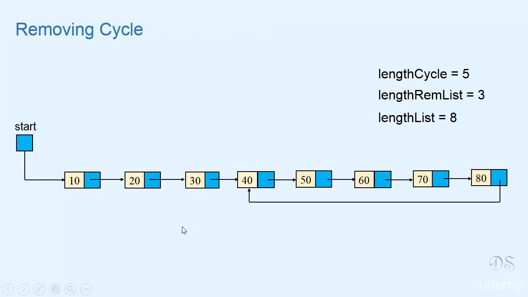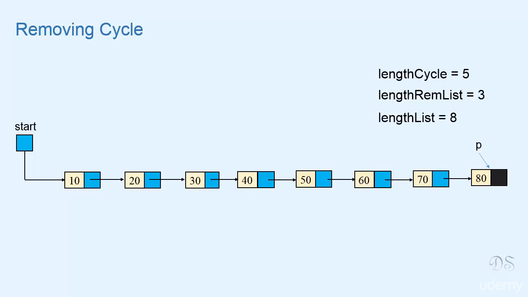Now we can easily remove the cycle by taking a pointer P to the first node of the list and moving it 7 times, and then placing null in the link of this pointer. So let's move it 7 times. 1, 2, 3, 4, 5, 6 and 7. So now we can put null in the link of this pointer, and now our list is null terminated and the cycle has been removed from the list.